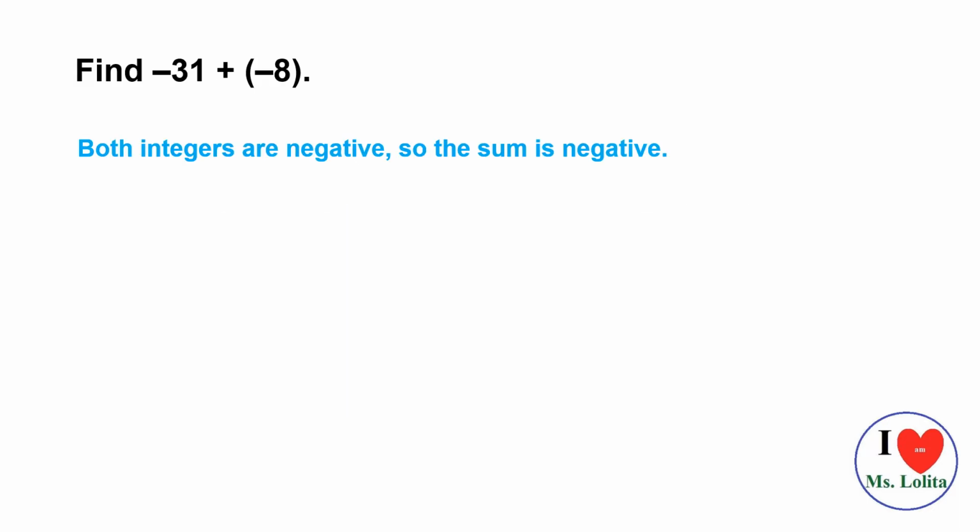Now, let us work without a number line. Find negative 31 plus negative 8. Both integers are negative. So, the sum is also negative. Accordingly, negative 31 plus negative 8 will give us negative 39.